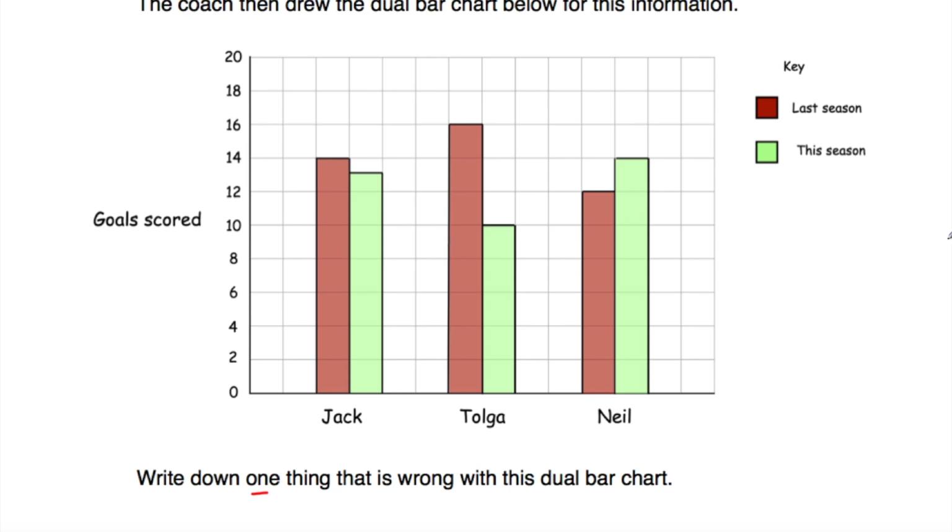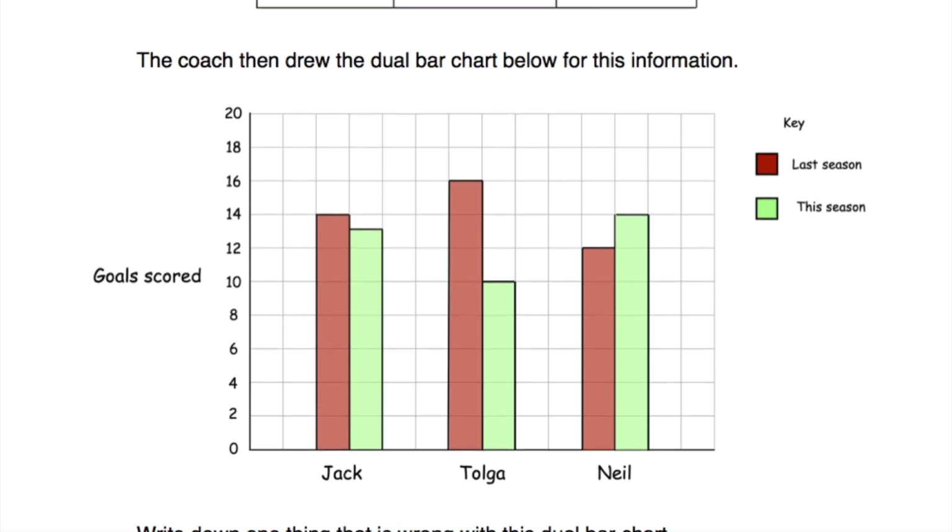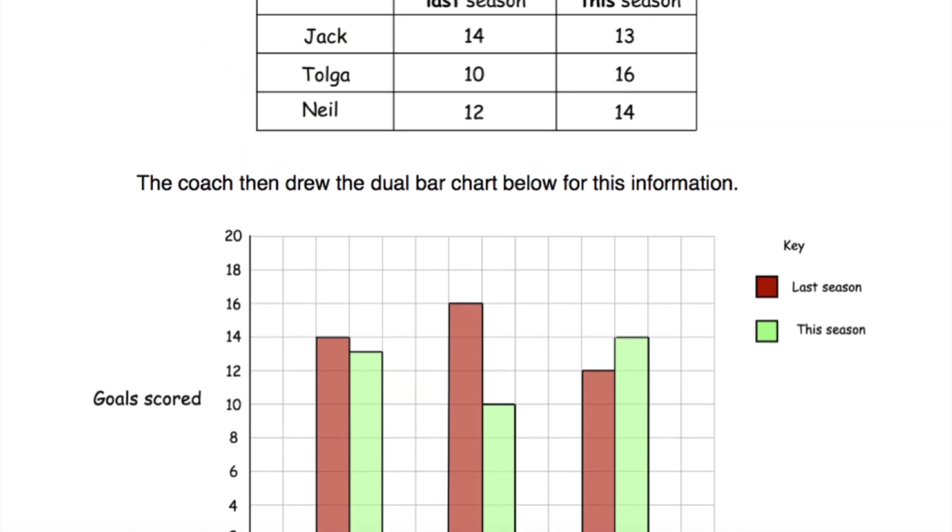I hate it whenever you're doing these questions, you can't see the mistakes straight away. Okay, so let's have a look at the data. Jack last season scored 14 goals, yep, so that's right. This season scored 13, yep. Tolga last season scored 10 goals. That's not right.